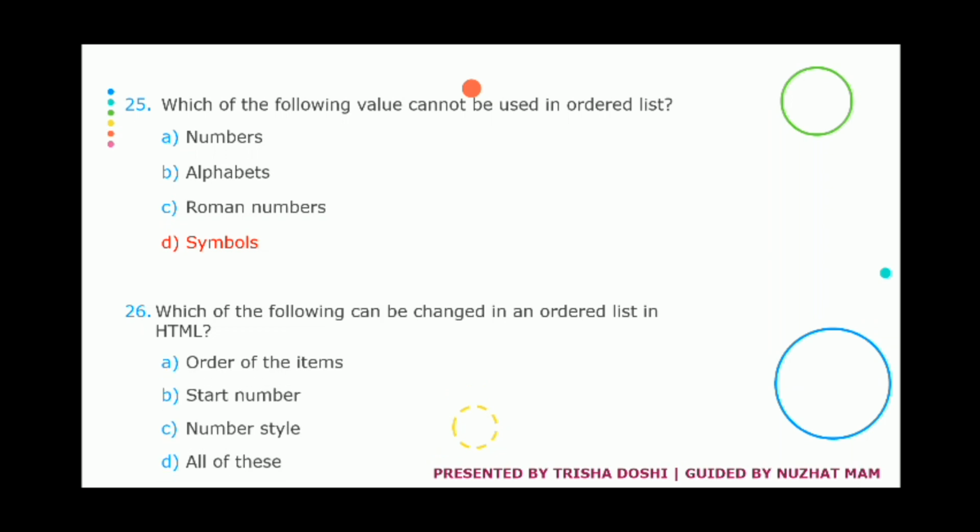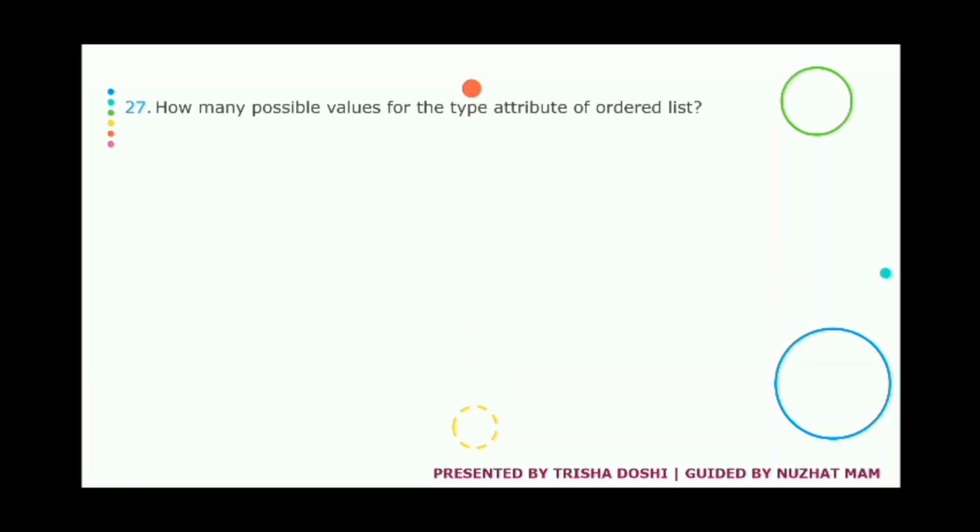Question 26. Which of the following can be changed in an ordered list in HTML? A. Order of the items, B. Start number, C. Number style, D. All of this. The correct answer is D. All of this.